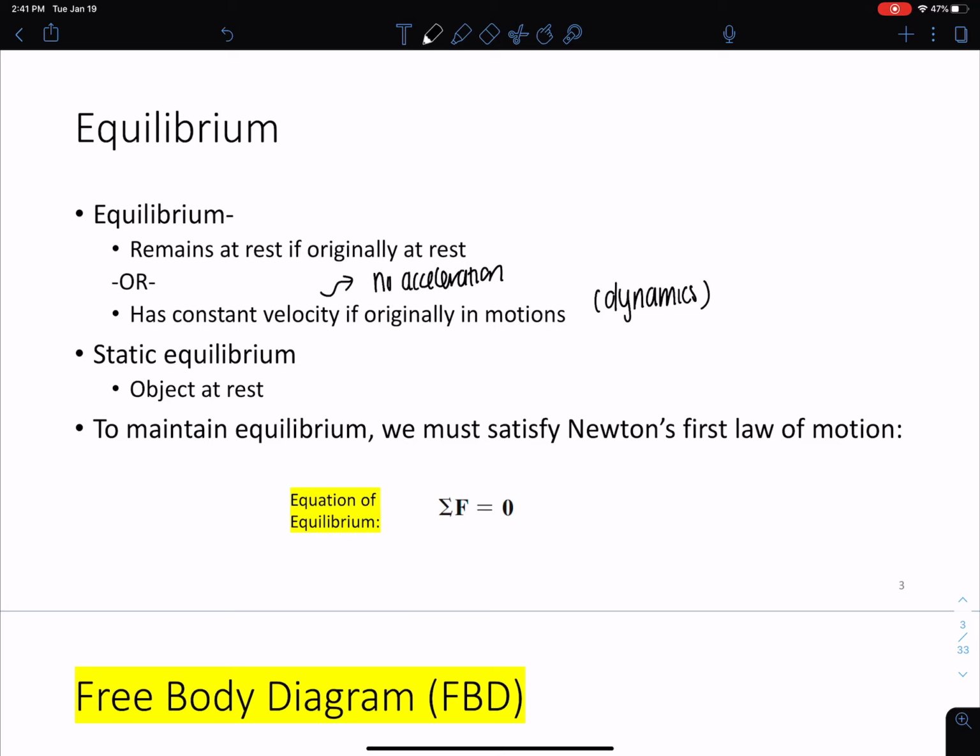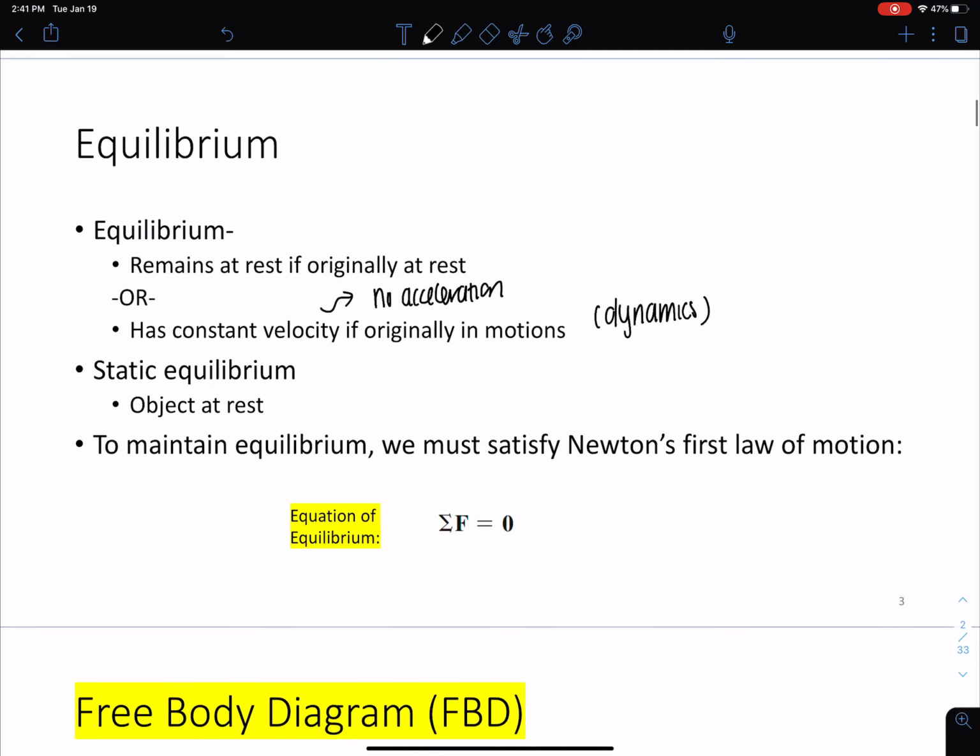Okay. Now, in order to maintain equilibrium, we have to satisfy Newton's first law of motion, where we say that the sum of all the forces acting on an object is equal to 0, right? Because otherwise, when objects are in motion, the sum of all forces is equal to mass times acceleration, right? This is not the case for this class. We don't want any mass times acceleration. We don't want our objects moving. We want the sum of forces to equal 0. We want those objects to stay still.